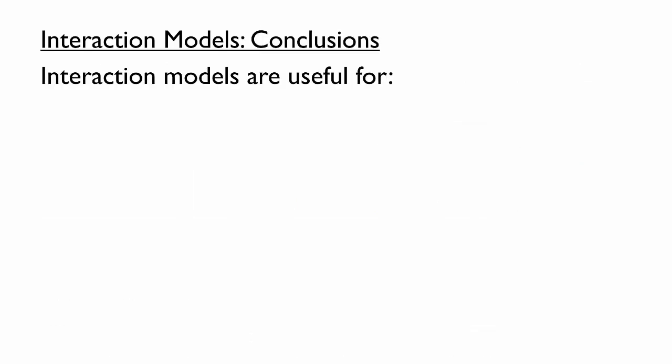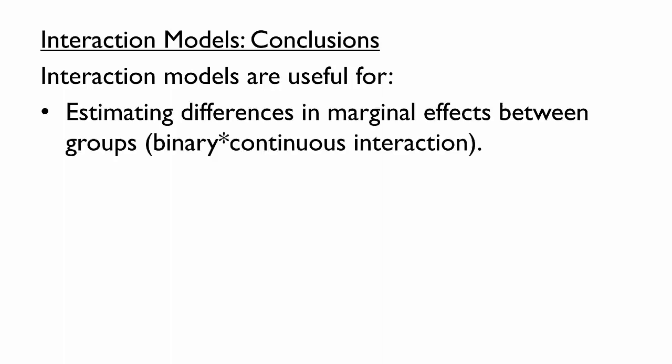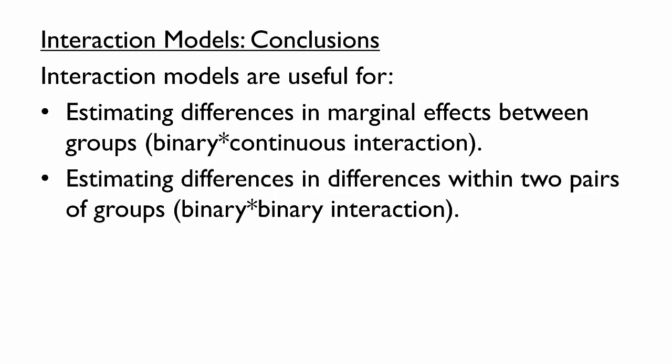Finally, we'll conclude by noting the unique information that we can learn by estimating an interaction model, and in particular by interpreting the coefficient on the interaction term. First, interaction models are useful for estimating differences and marginal effects between groups, as we saw in the model with an interaction of a binary variable and a continuous variable, in our case gender and years of education. Second, interaction models are also useful for estimating differences in differences within two pairs of groups, as we just saw in the model with an interaction of two binary variables, gender and receipt of a bachelor's degree.